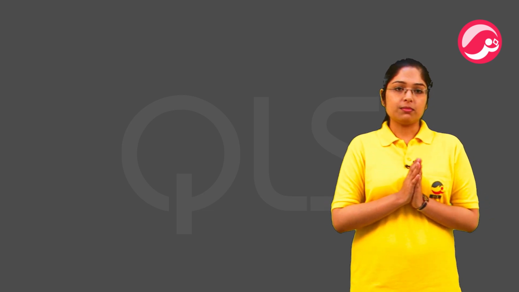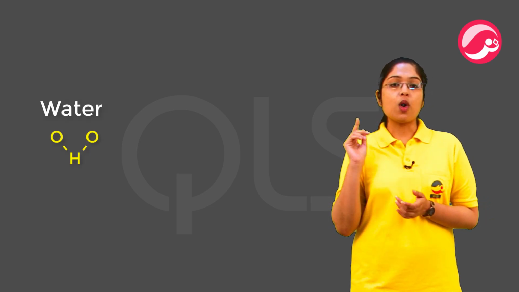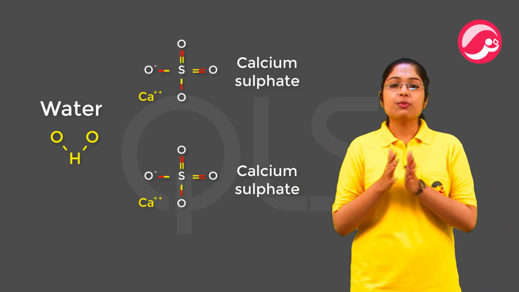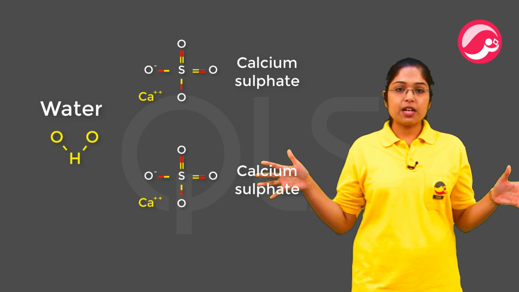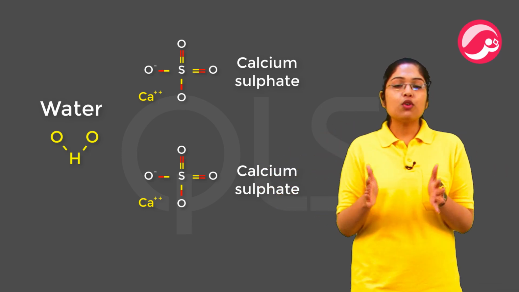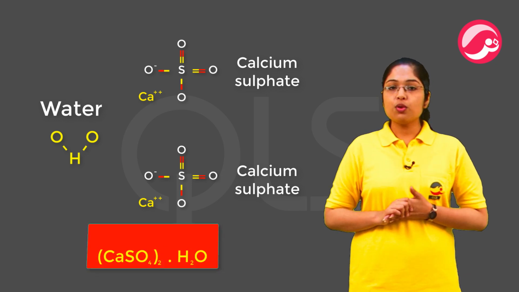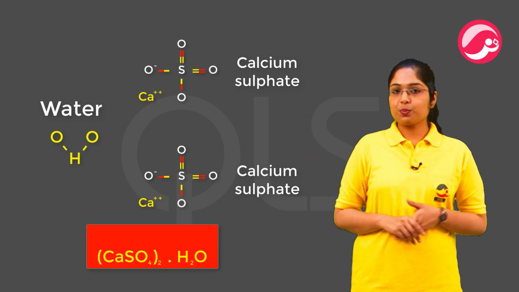Hemihydrated का मतलब क्या होता है? Hemihydrated means one molecule of water is shared by two molecules of calcium sulfate. दो molecule हैं calcium sulfate के, उनके बीच में एक water molecule है. So we can write it as CaSO4·½H2O, that is (CaSO4)2·H2O.